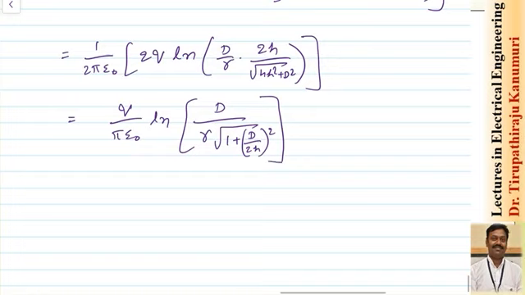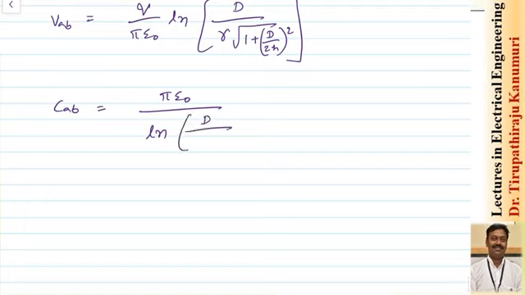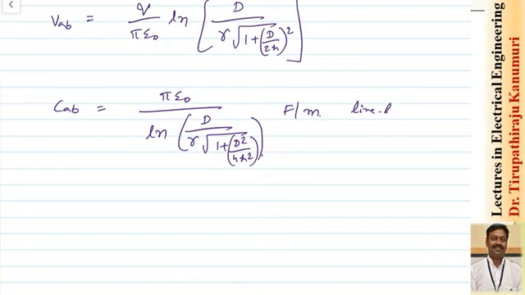I can further simplify it like this. So this is my value of VAB. So from this I can calculate my capacitance CAB. So CAB will be equal to pi epsilon naught by ln of D divided by R into square root of 1 plus D square by 4h square. This one is the value. So this will be in farads per meter. This will be, remember, line to line value, because we are calculating between A and B.